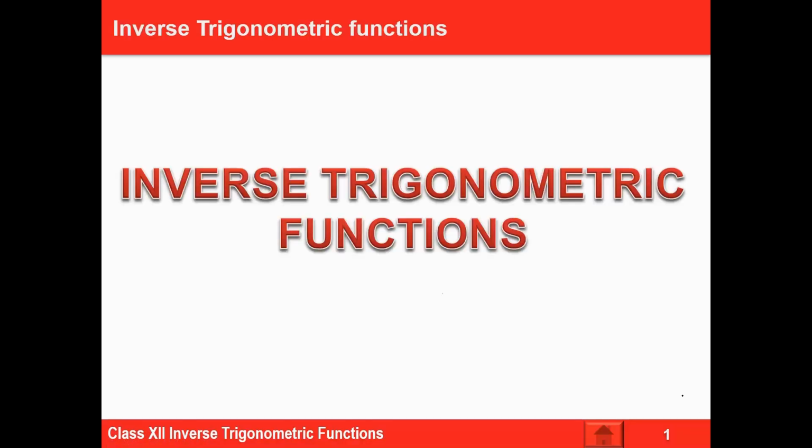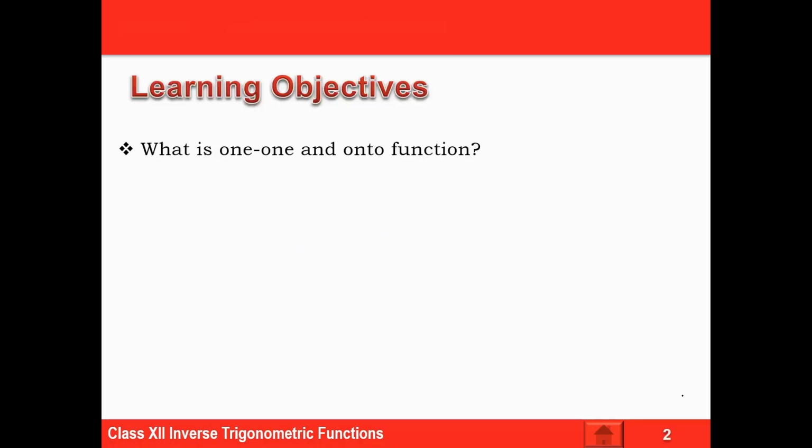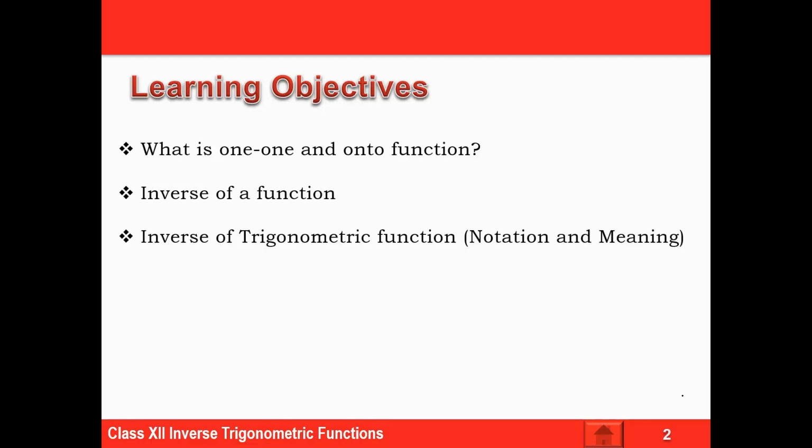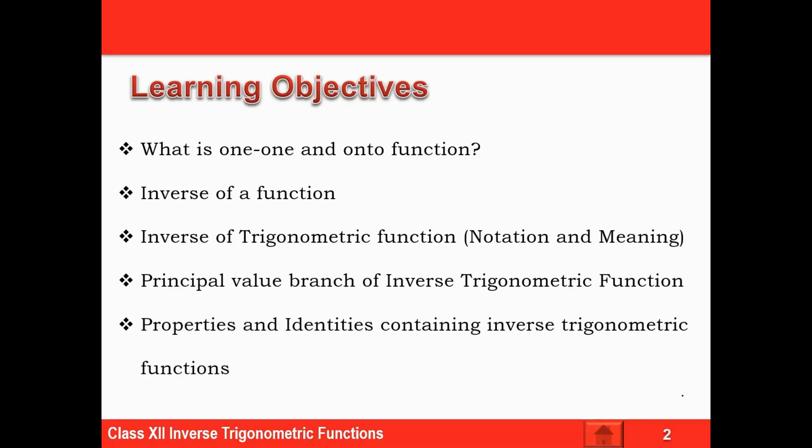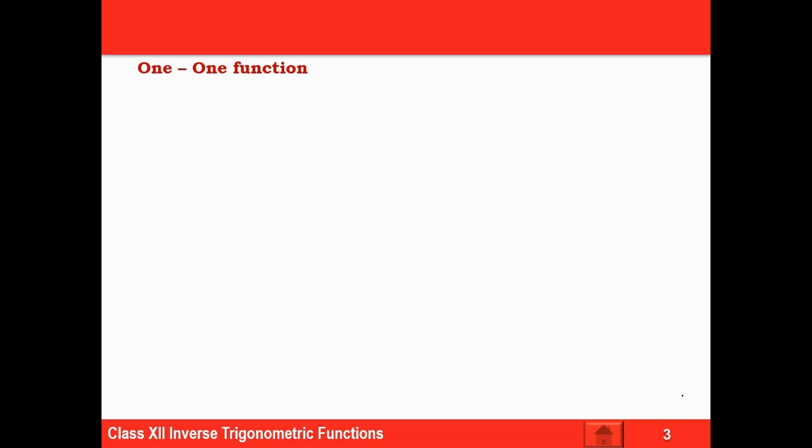Hello students, in the chapter Inverse Trigonometric Functions, we are going to study what is a one-one and onto function, what is the inverse of a function, then the inverse of a trigonometric function, their notation and their meaning, the principal value branch of inverse trigonometric functions, and properties and identities containing inverse trigonometric functions. Before starting the chapter, we should have a rough idea of the topic.